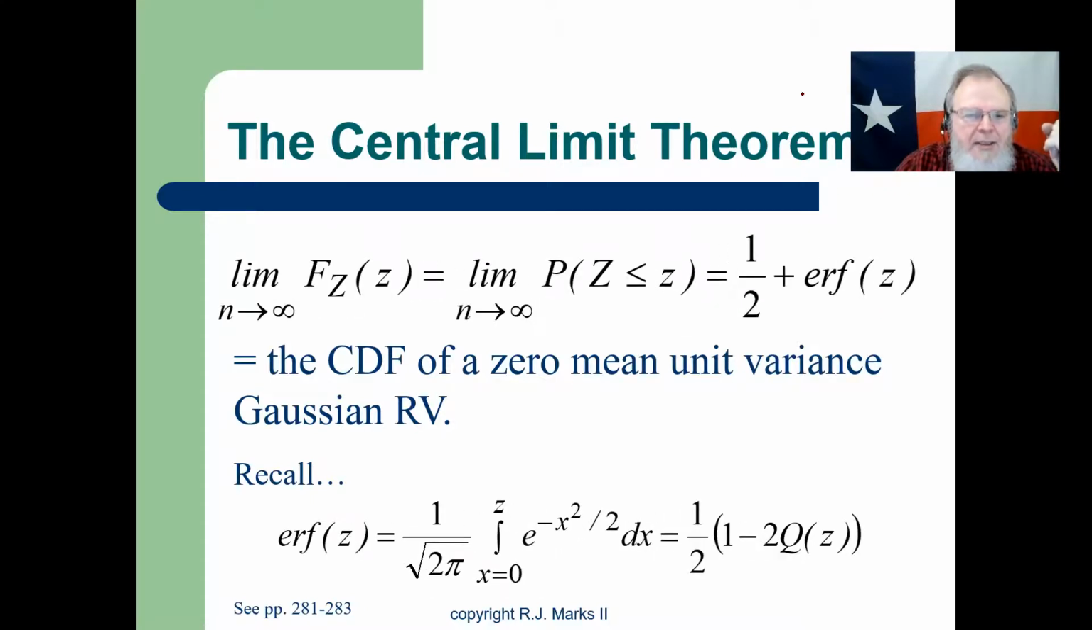Okay, so the limit of the random variable Z, and here's the central limit theorem. The limit of the random variable Z is equal to 1/2 plus the ERF. And this is what we're going to prove. We're going to prove that the cumulative distribution function for the random variable Z is the cumulative distribution function for the zero mean, unit standard deviation Gaussian random variable. And if you recall, this is our definition of ERF, and we talked about this before and recognized that the MATLAB definition was a little bit different, and we actually had a homework problem associated with that.